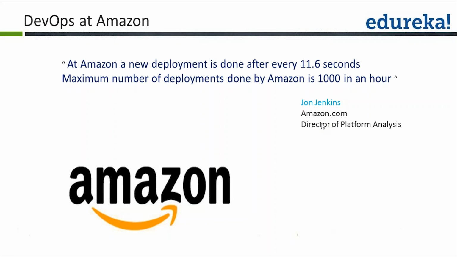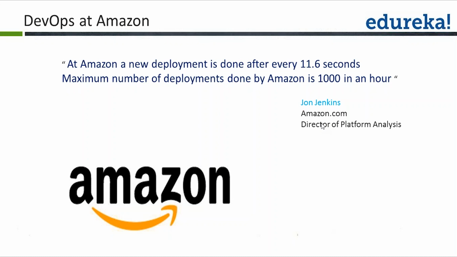Value in the form of cost, value in the form of time reduction, value in the form of reduction in the human resources that are required to deliver software. That's also important. So Amazon makes one deployment every 11.6 seconds.